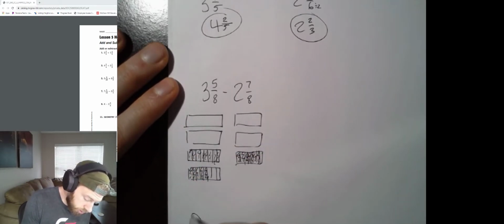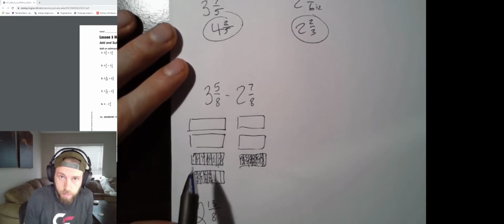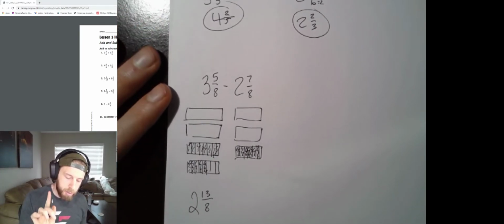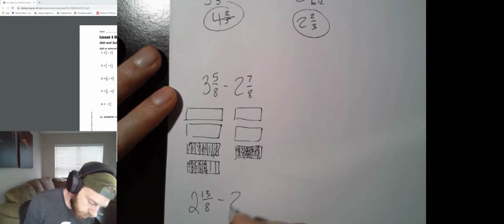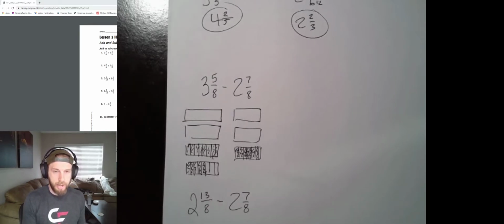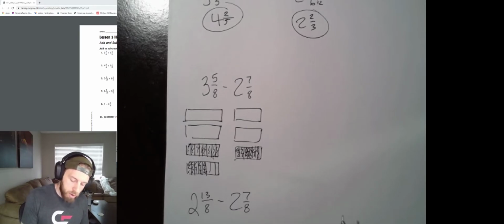If I turn this into 2 and 13/8 like that, because as you can see it's still equivalent, I didn't change anything. I just turned one of these wholes into 8s. I turned it to 2 and 13/8 because now I can subtract 2 and 7/8 from it, right? So all I did was take this whole number 3, I took one of the wholes there and turned it into 8/8 and just put it over here so I could then subtract it. So now you can do the subtraction.